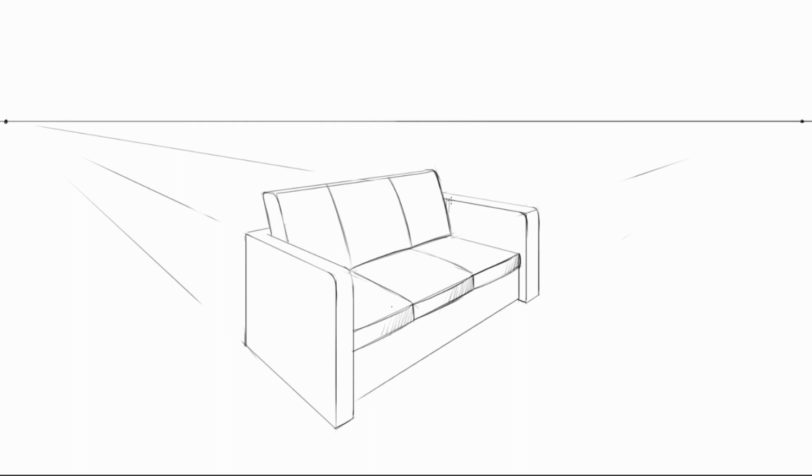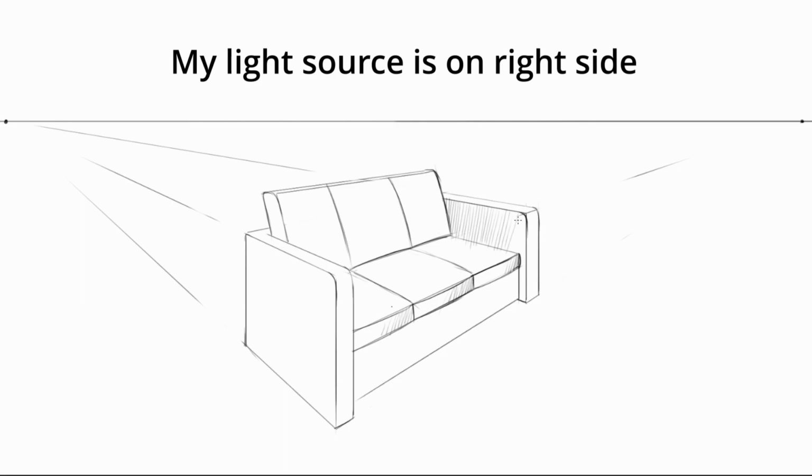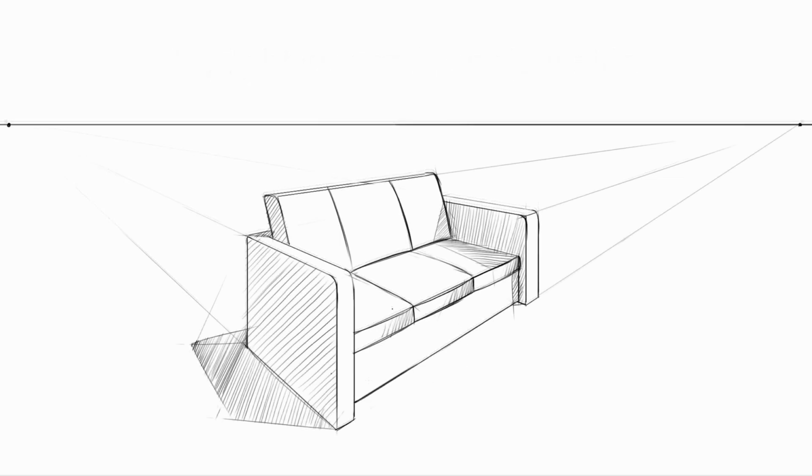If you use hatching lines, the lines are going to be parallel to each other. Do not draw any rough lines, right? So my light source is the right side. So the shade and the shadow depend on the light source. So the final product is going to look something like this.